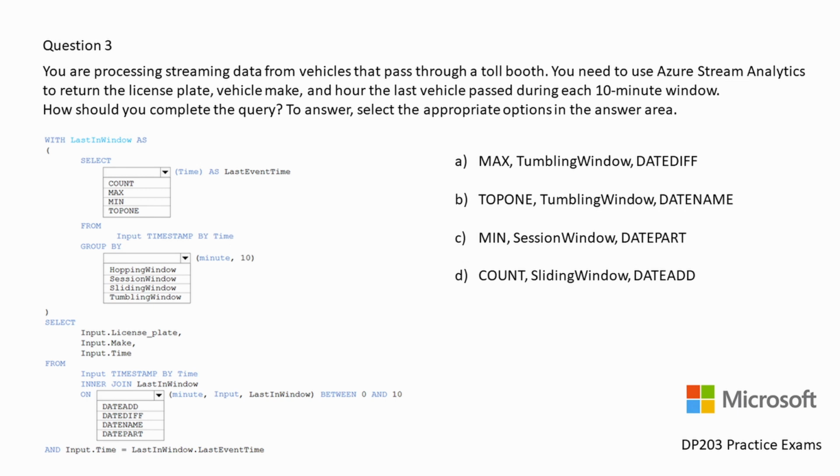So going further down the query, we see that the remaining options are DATEDIFF and DATENAME. And reading the question again, one of the things we want to return is the last vehicle passed during each 10-minute window. So we want to compute the difference in time, which can be done by using the DATEDIFF function. So the correct answer is A.